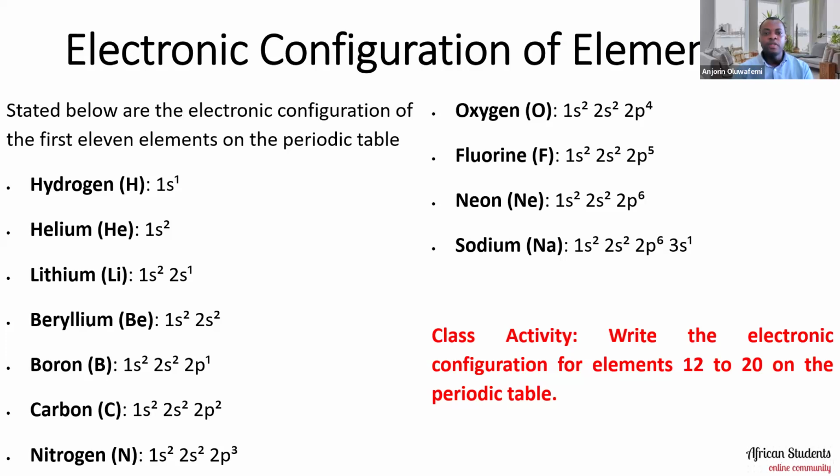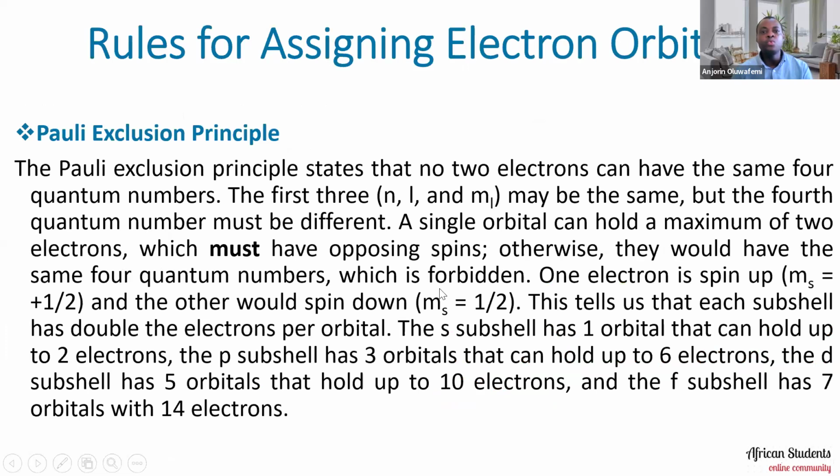All right. Now, let's move along to the next one. The rules for assigning electron orbitals. There are certain rules that we must follow and take note of if you're going to assign electrons into different orbitals. And that was what I was talking about the other time. Now, the first rule that is very important is the Pauli exclusion principle. It states that no 2 electrons can have the same 4 quantum numbers.